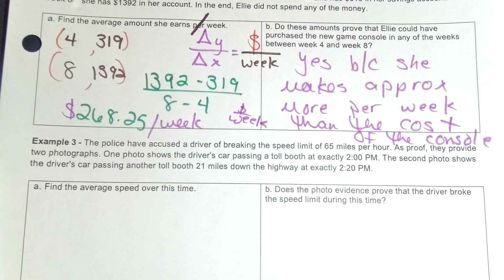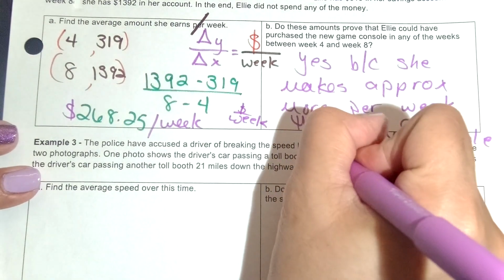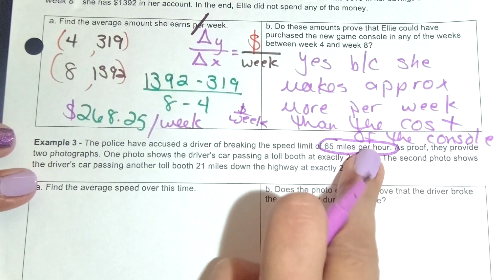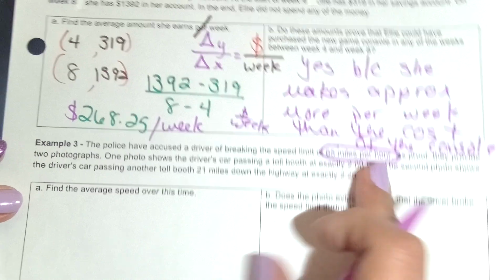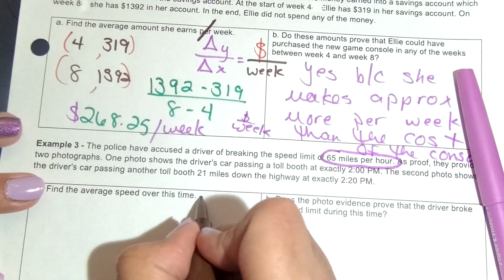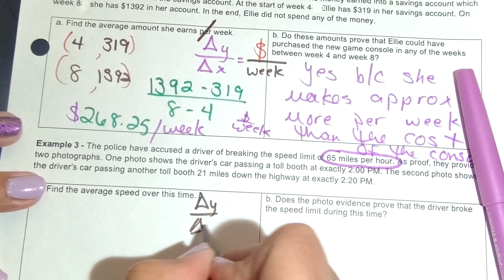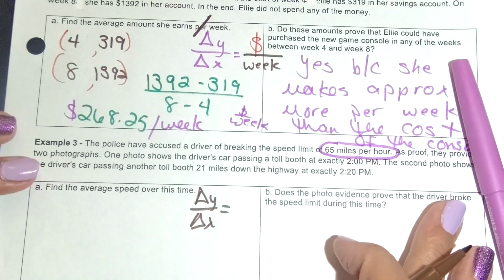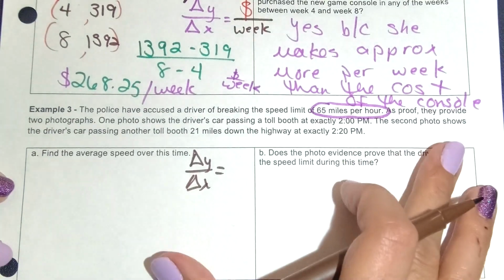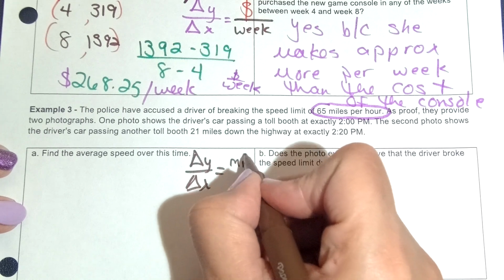All right. So before I move on, we need to find our units. What are our units? Miles per hour. How do we know that? Because it says it. So we need to compare everything to this right here. Okay? So the change of y over the change of x will be what over what? Miles over hour.